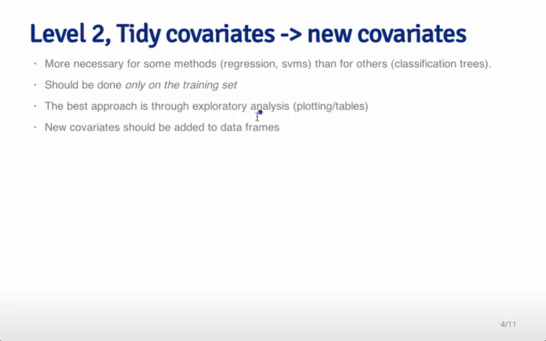The best approach I've found is through exploratory analysis, so basically making plots and making tables of the data and trying to understand the patterns of variation in your data set and how they might relate to the outcome. When you're using the caret package or doing this analysis in R, the new covariates need to be added to data frames so that they can be used in downstream prediction, and it's important to make sure that the names of the new variables are recognizable so that you can use the same name on your testing data set.